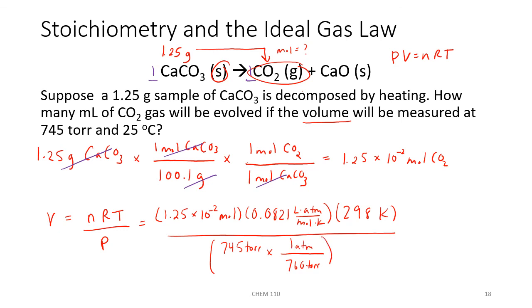If you would like to calculate your pressure separately first, you can do that as well. Our moles will cancel, Kelvin will cancel, torrs and atmospheres will cancel, and all we're left with is units of liters. And our final answer here should be 0.312 liters. And because the question asked for the volume of gas in milliliters, that would equal 312 milliliters of carbon dioxide gas that can be produced.